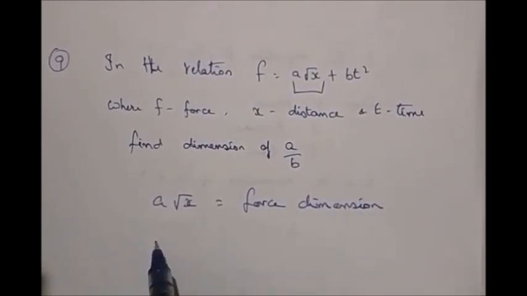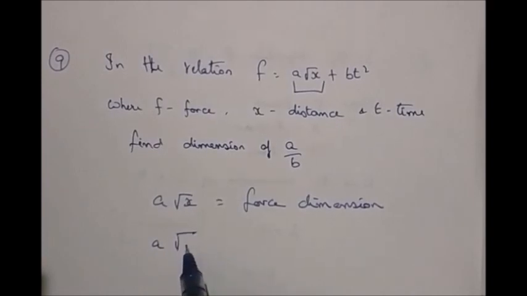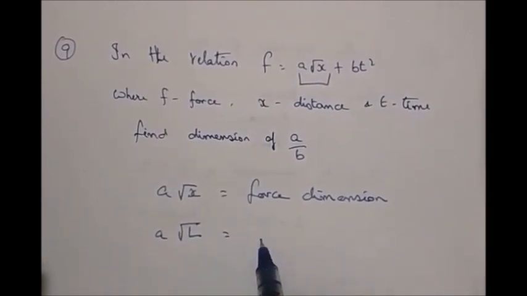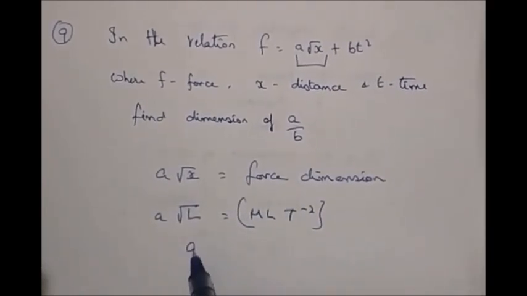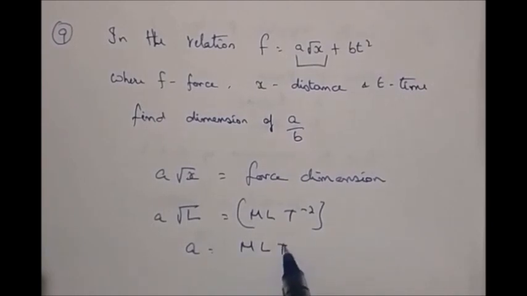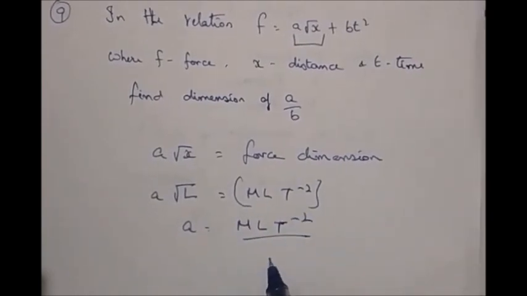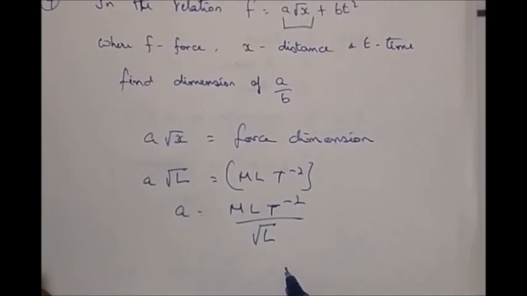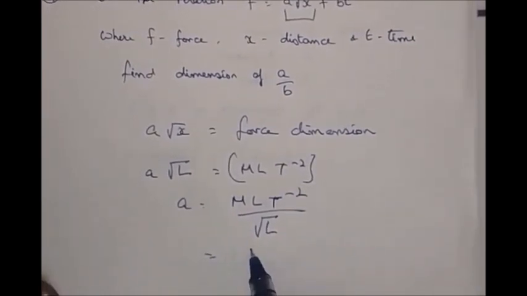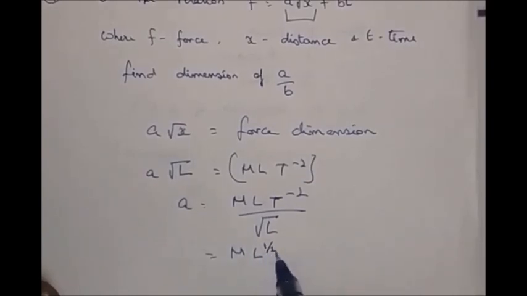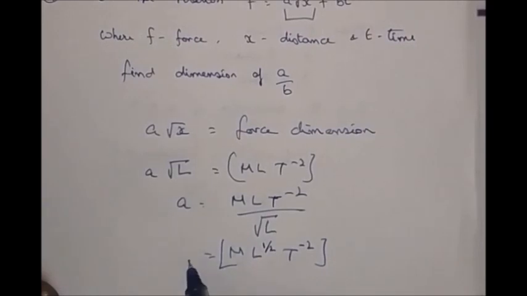Now let us put the dimension here. A under root L is equal to force, whose dimension is M L T^-2. So what is A equal to? A = M L T^-2 upon under root L. If you do the final calculation, you get M L^(1/2) T^-2. So that will be the value of A.